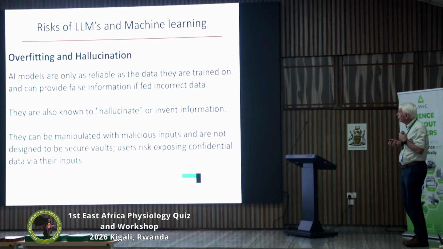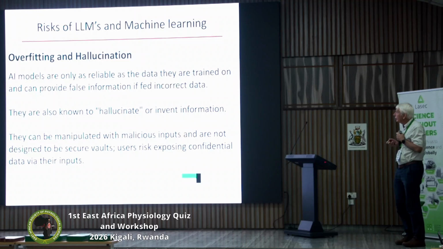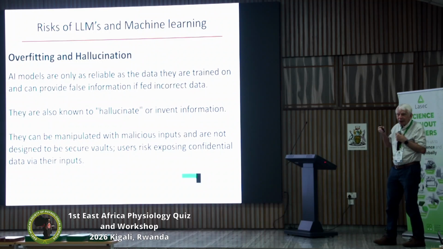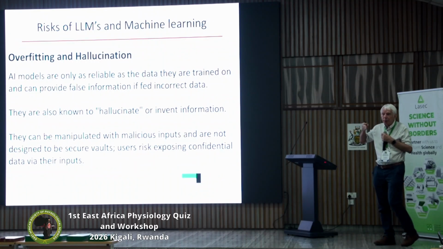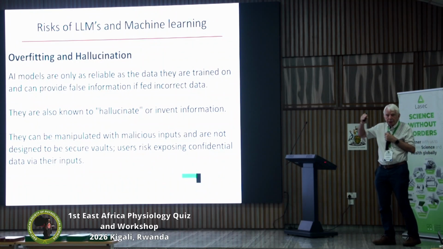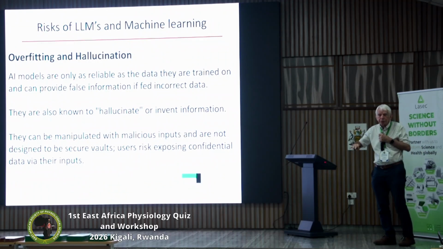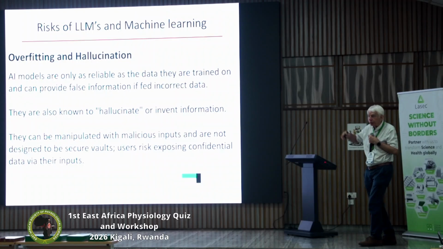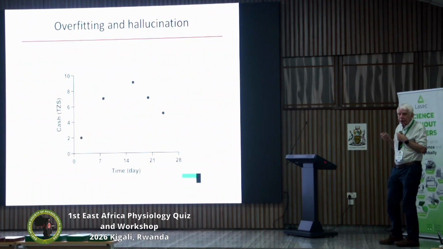Risks of large language models and machine learning. Overfitting and hallucination are terms which are often used. Actually, hallucination was also a term used by Hebb in his studies, and he attributed hallucinations in people to loss of inhibition in the neuronal network. To illustrate, well, I skipped this for the sake of time.